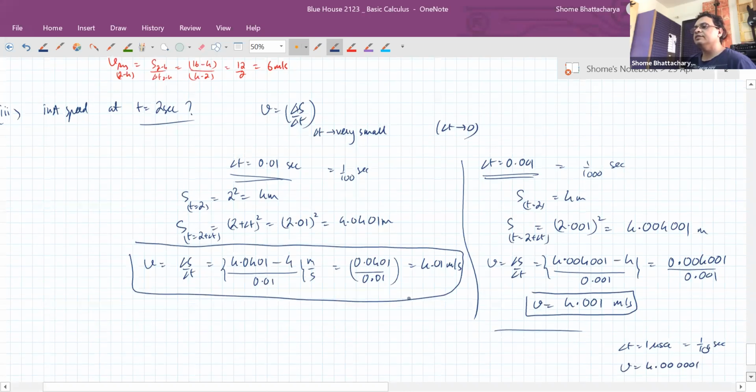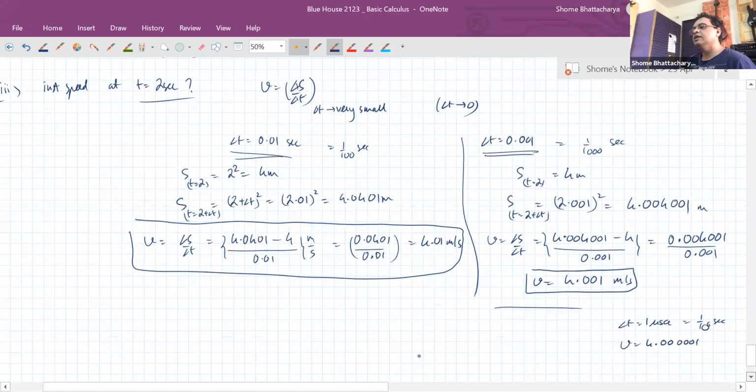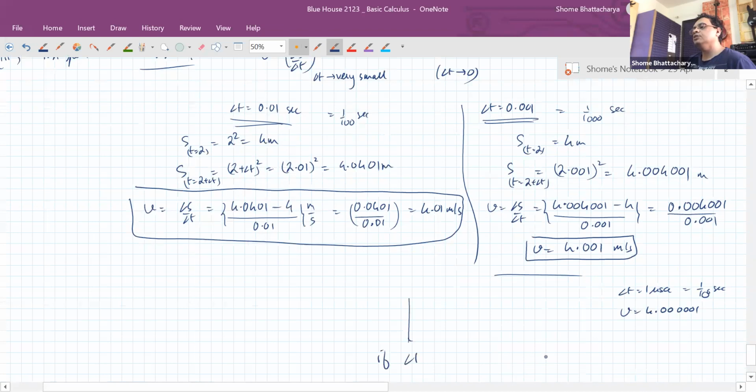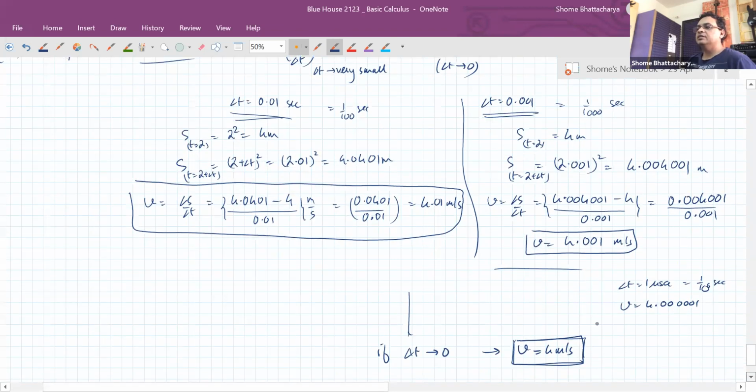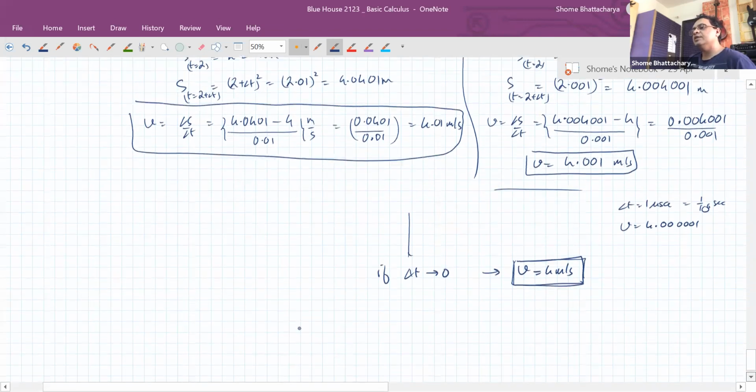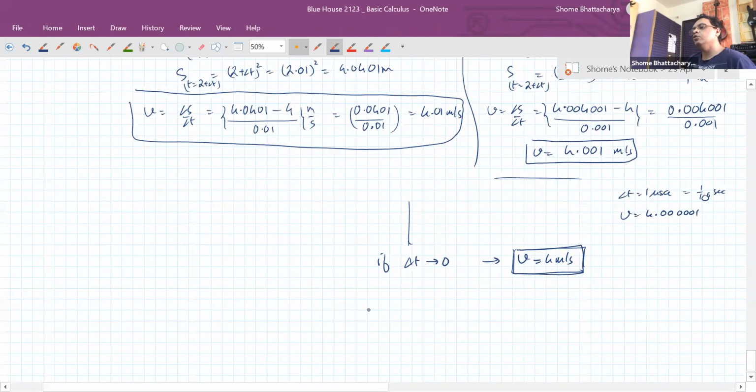So from this, we have the evidence that if delta t is tending to 0, then V will become equal to how much? 4 meters per second. So the exact value of instantaneous speed, or the exact slope of the tangent, should be equal to 4. Okay, and there's another way we can express this. We can say that delta s by delta t is equal to 2 plus delta t whole square minus 2 square, divided by delta t.